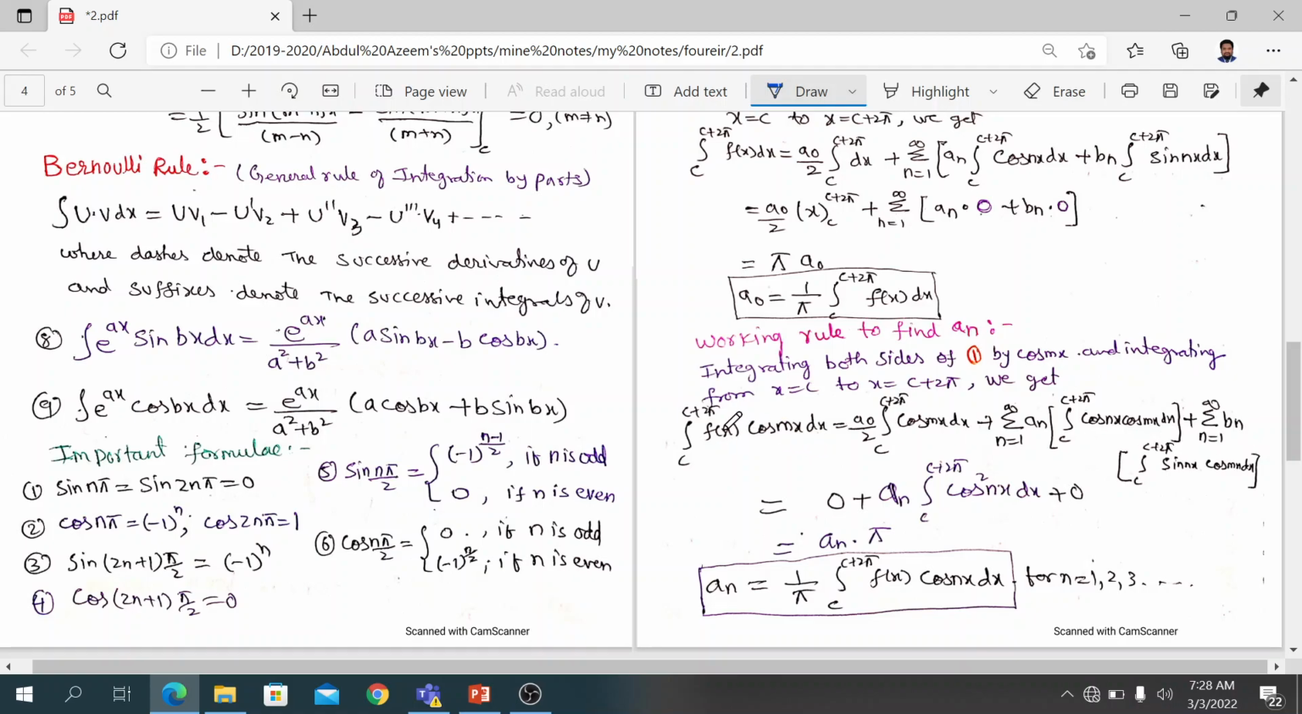So what we will get: on the left side it is as it is, a naught by 2 becomes 0, an. So in this part, when both m and n are equal, it becomes cos square nx dx, and the other value becomes 0 as we have seen earlier. So when we apply the limits, we will get pi only. So the an value, sending that to the left side, becomes an is equal to 1 by pi integration c to c plus 2 pi f of x cos nx dx. This is our an value.